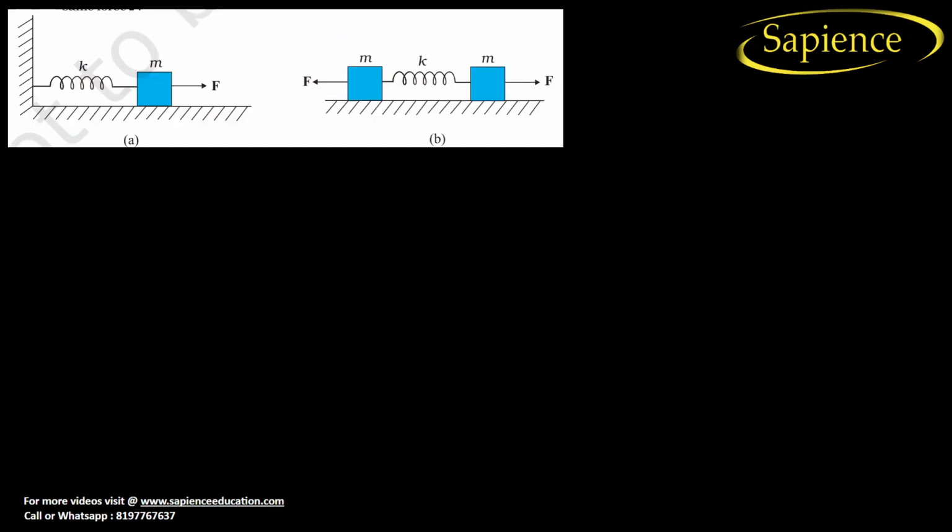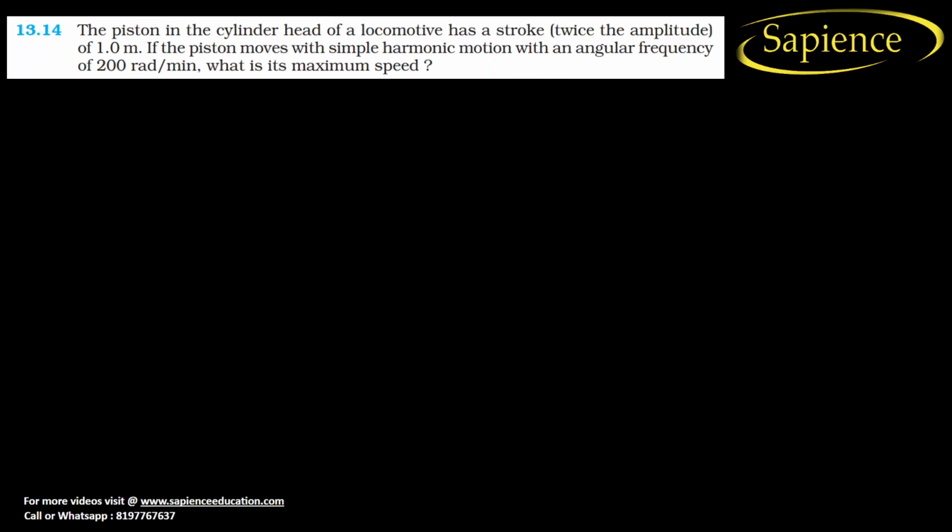Now let us go for the next question. In the next question, the piston in the cylinder head of a locomotive has a stroke twice the amplitude, that is 1 meter. If the piston moves with simple harmonic motion with an angular frequency of 200 radian per minute, what is the maximum speed? So let us see the condition.